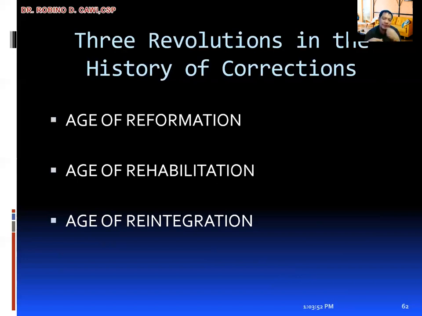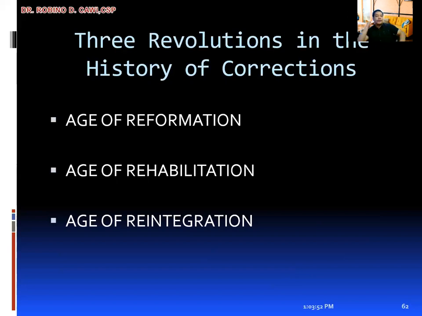So they thought of giving rehabilitation programs. And when they started giving rehabilitation programs to the inmates, that is what characterizes the age of rehabilitation. So why was it called the age of rehabilitation? Because the prison started to adopt rehabilitation programs with the end in view of correcting the abnormal behavior of prisoners confined in that prison. And then, of course, we also have the so-called age of reintegration.